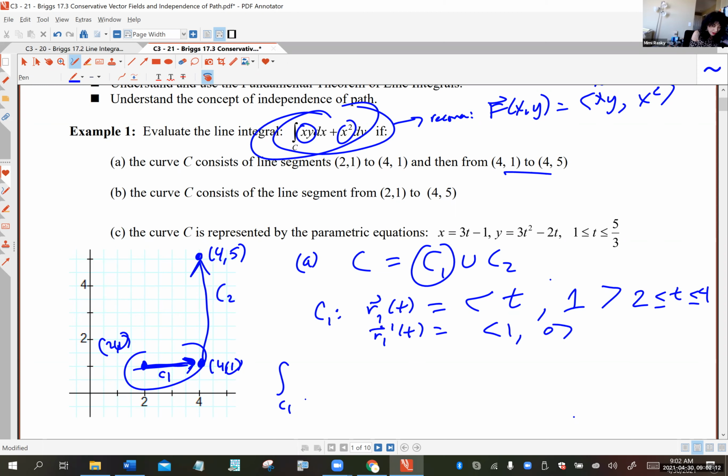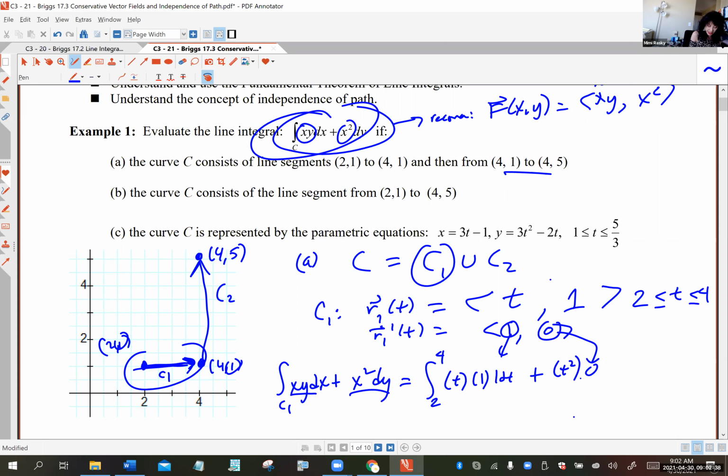So the line integral over C1 becomes the regular integral going from 2 to 4, and then we do the replacements. xy dx becomes t times 1, and dx is 1 dt, plus x squared dy, that's t squared, and dy is 0. That's zeroed out, so don't bother. You only have to integrate t with respect to t. So that's t squared over 2 going between 2 and 4.